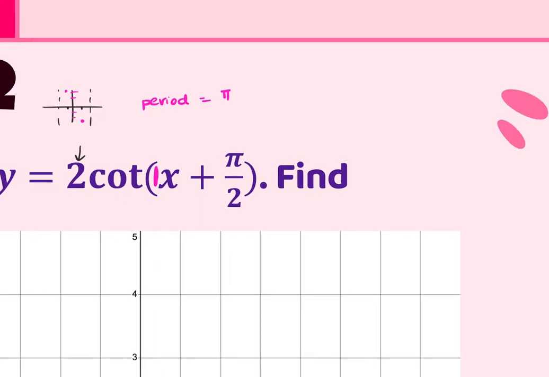Then we find our asymptotes. So the first one, I take what's next to cotangent, x plus pi over 2, and I set it equal to 0. If it's tangent, I set it equal to pi over 2. If it's cotangent, I set it equal to 0. Then I subtract the pi over 2.